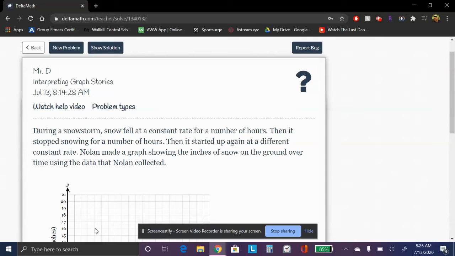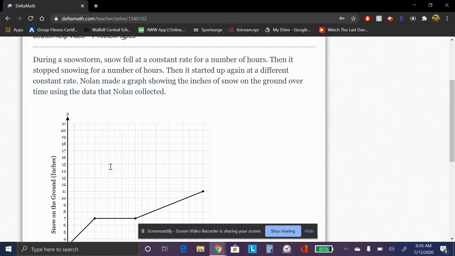In today's video, we're going to be looking at graph stories and interpreting the information that the graph gives us. So now this time they give us a graph and we have to read the scenario and determine what we're trying to figure out from the graph.